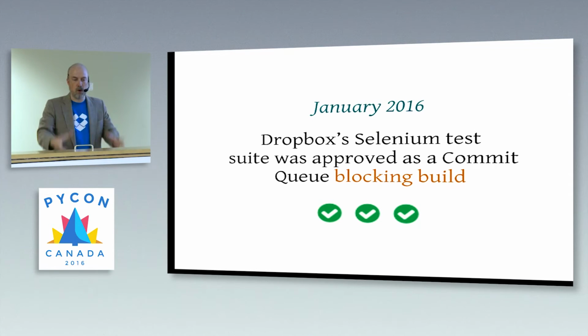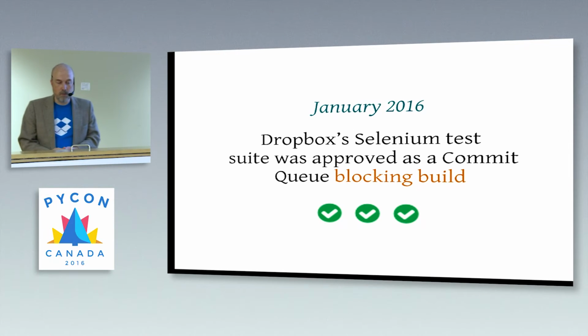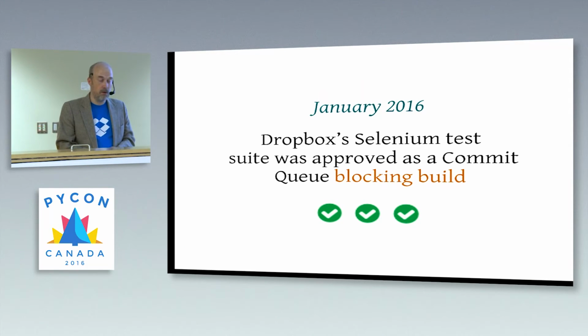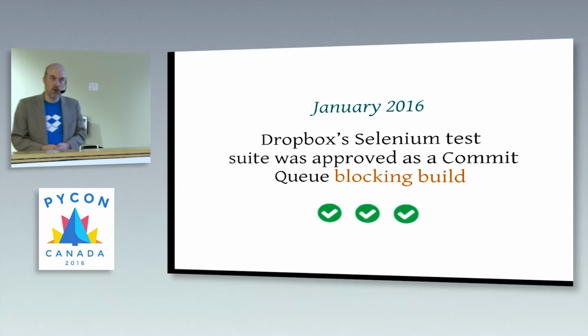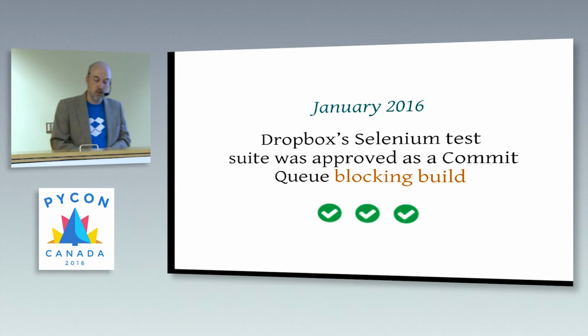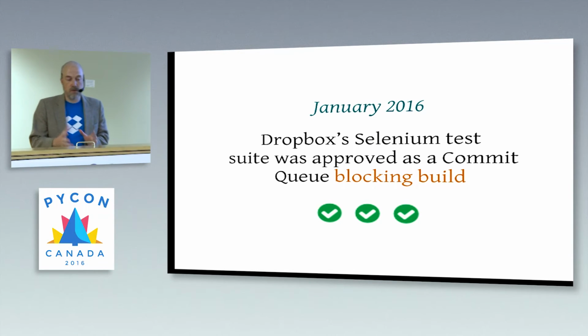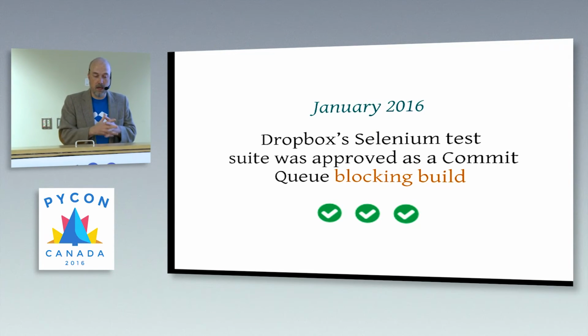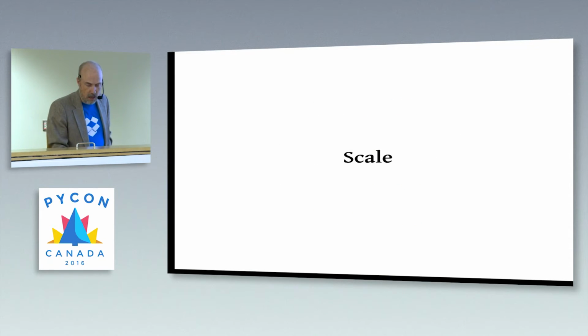Because of all of that armor that we put around the Selenium, the double and triple checks, in January 2015, it's been going for almost a year now, Dropbox's Selenium test suite was approved as a commit queue blocking build and has spent the vast majority of its time being green ever since, because we don't even allow you to land anymore if a Selenium test goes red. So all of those steps made what is normally a completely unreliable source of information basically survivable and something that now people expect to be green and pause and look at if it is not.